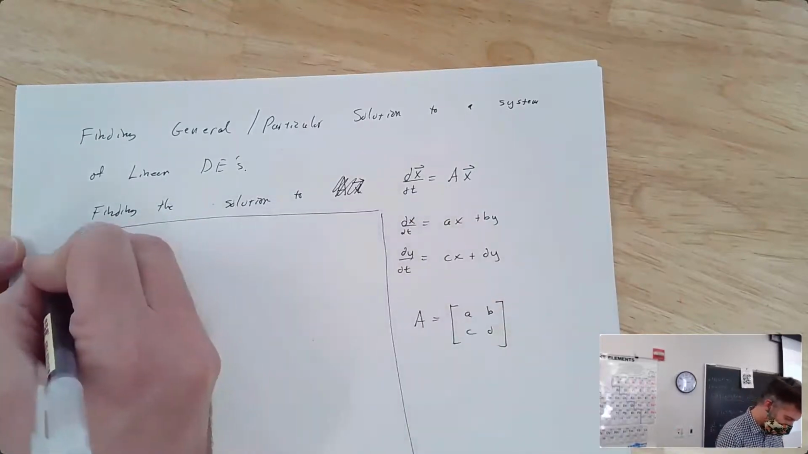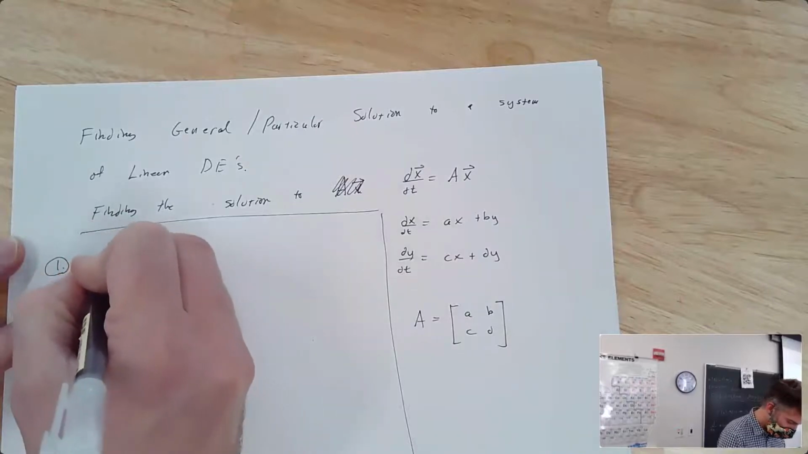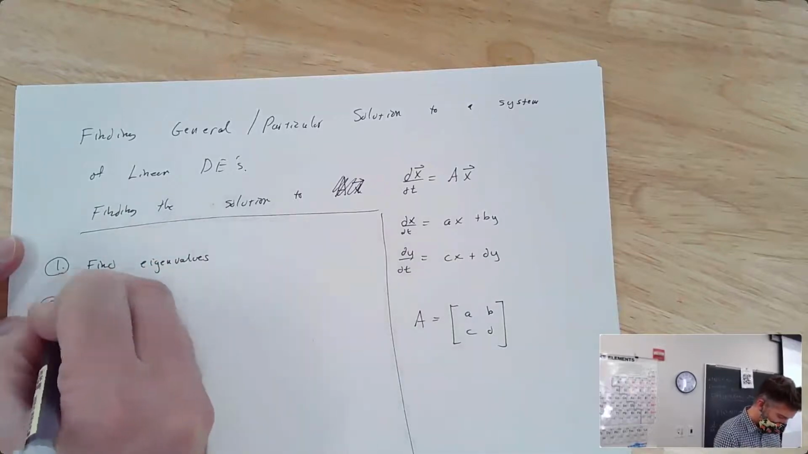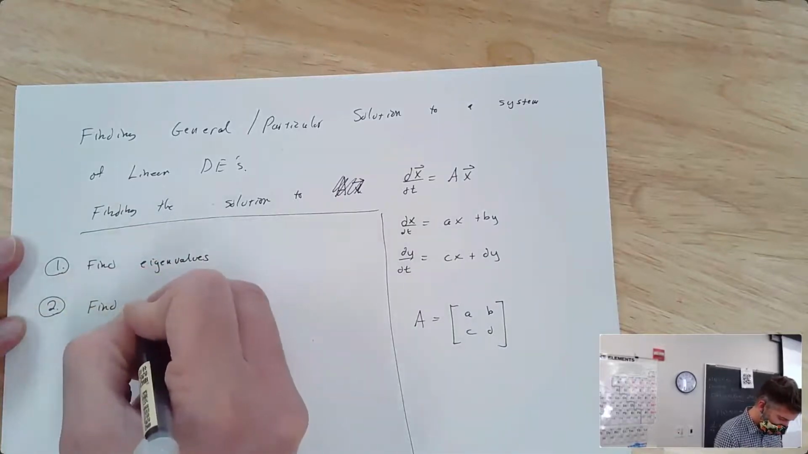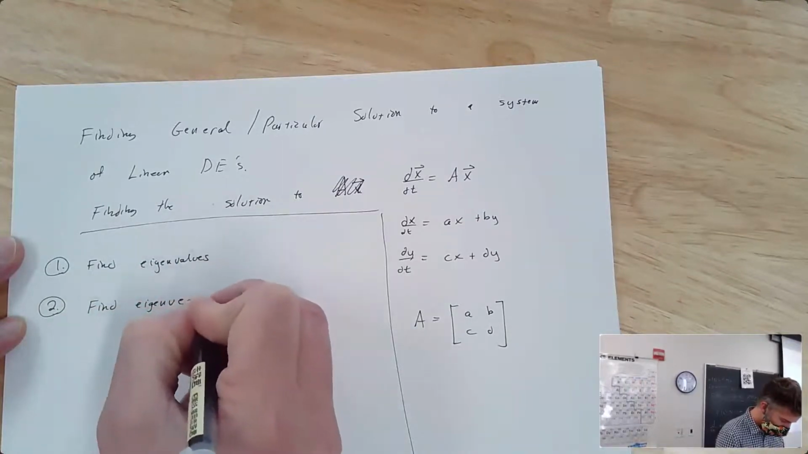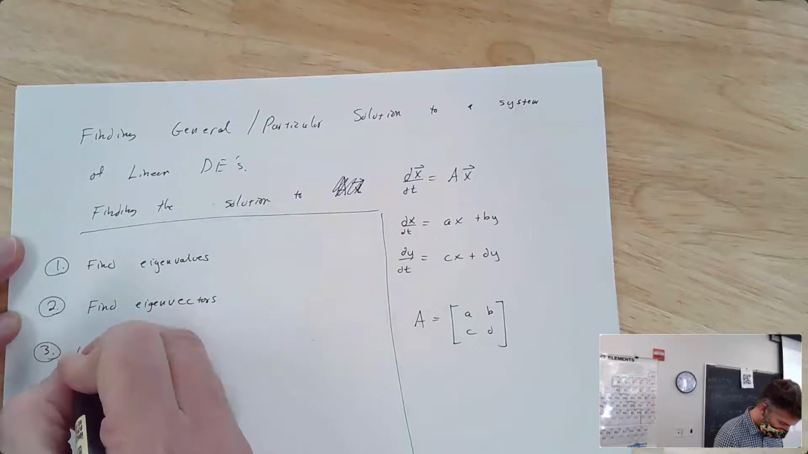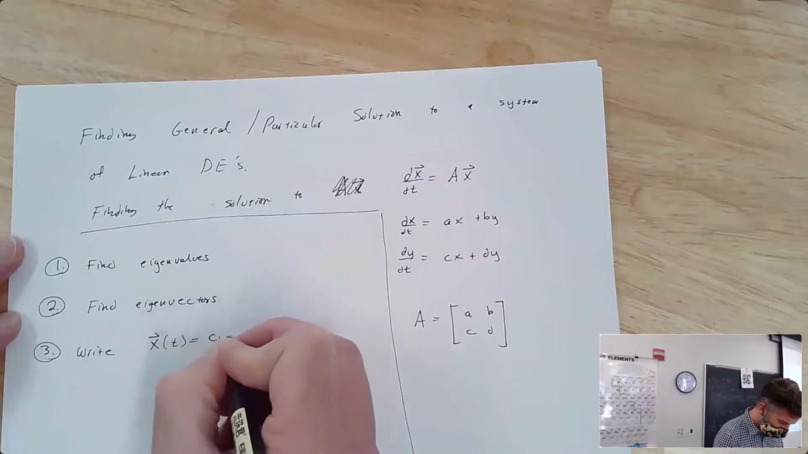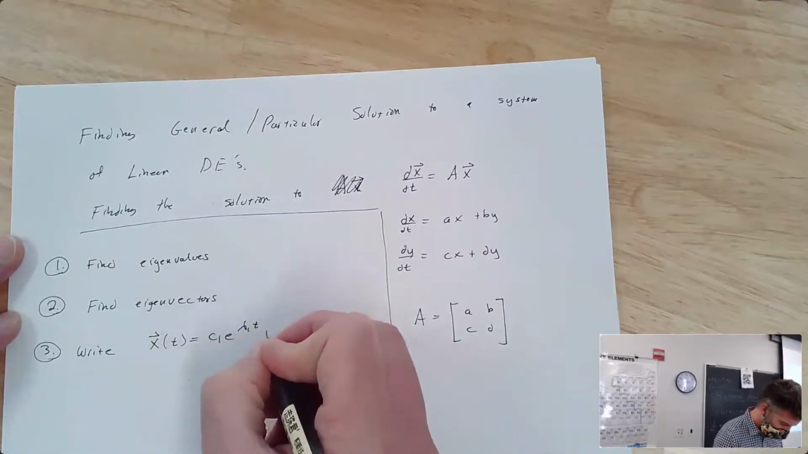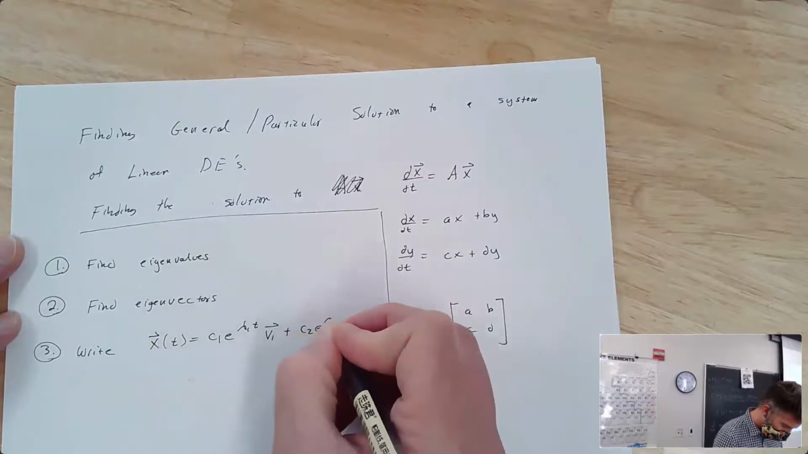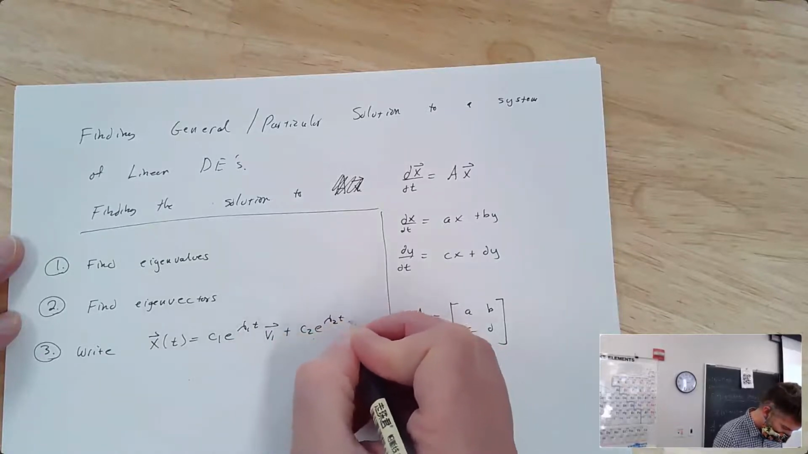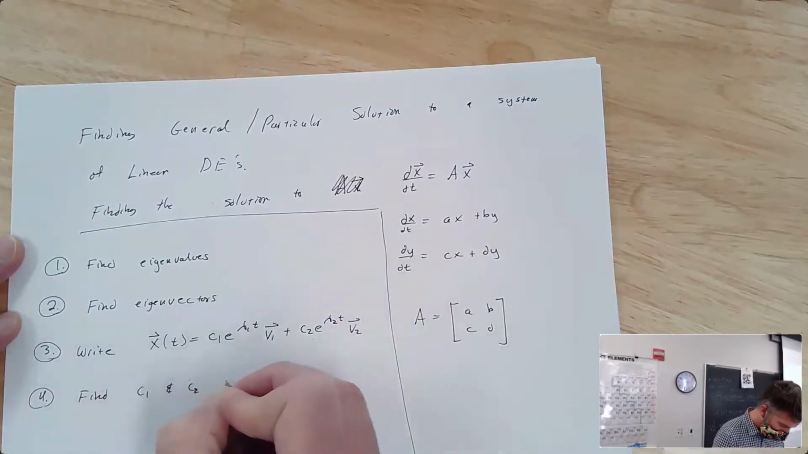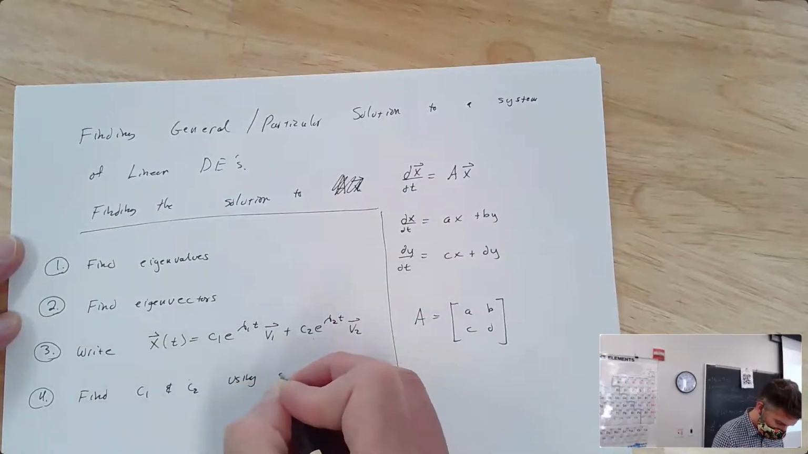So, step one. Find the eigenvalues. Step two, find the eigenvectors. Step three, write the solution. Step four, find C1 and C2 using the given initial condition, if there is one.